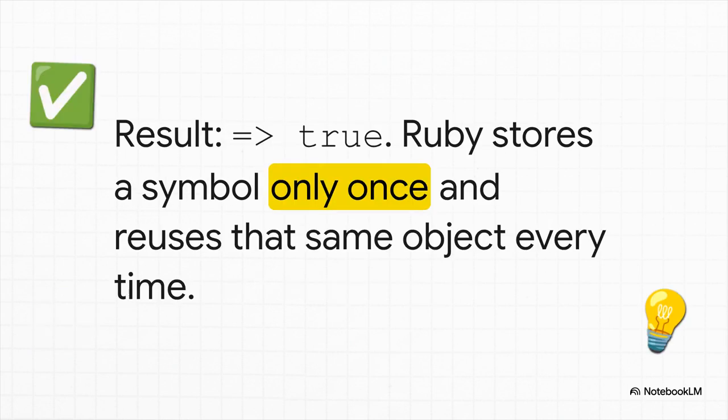Because symbols can't be changed, Ruby is super efficient. It says, hey, I've already got one of these. I'll just point you back to the original. It reuses the same object over and over. And that's exactly why you'll see symbols used all the time for things like keys in a hash. They're just way faster and more memory-friendly.